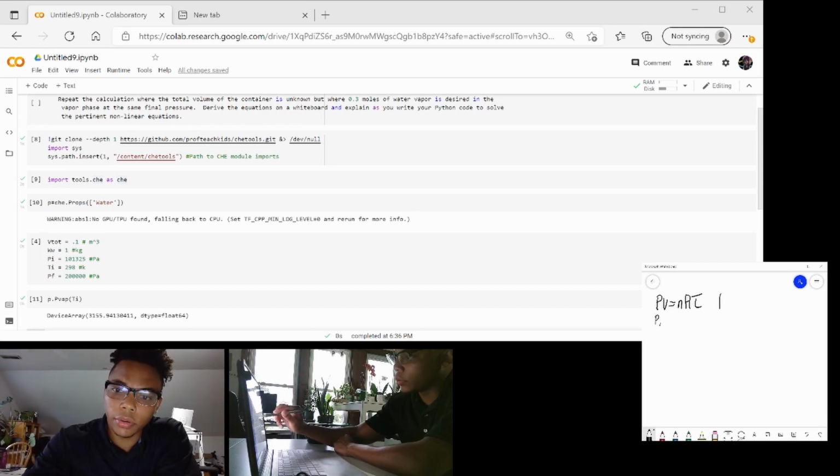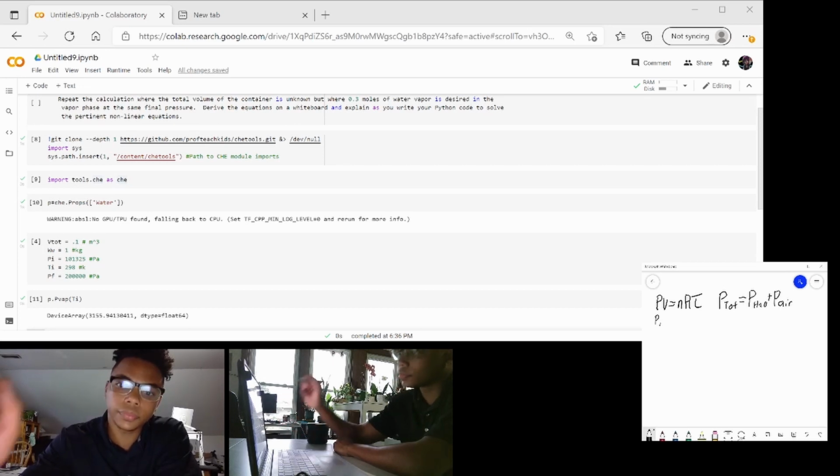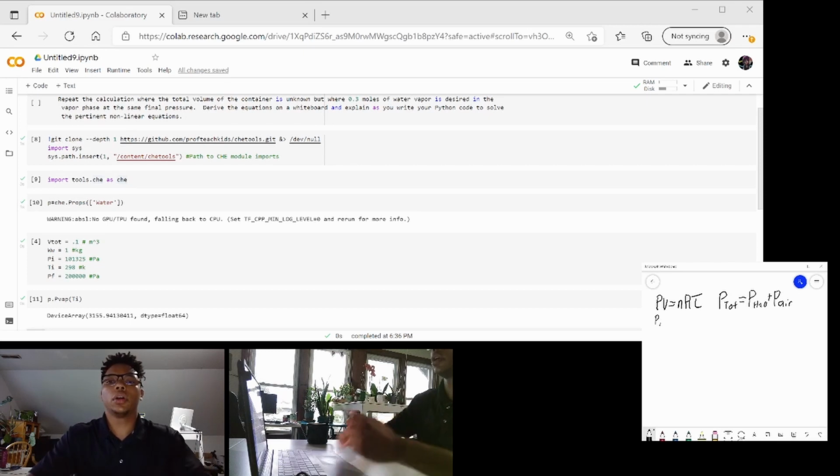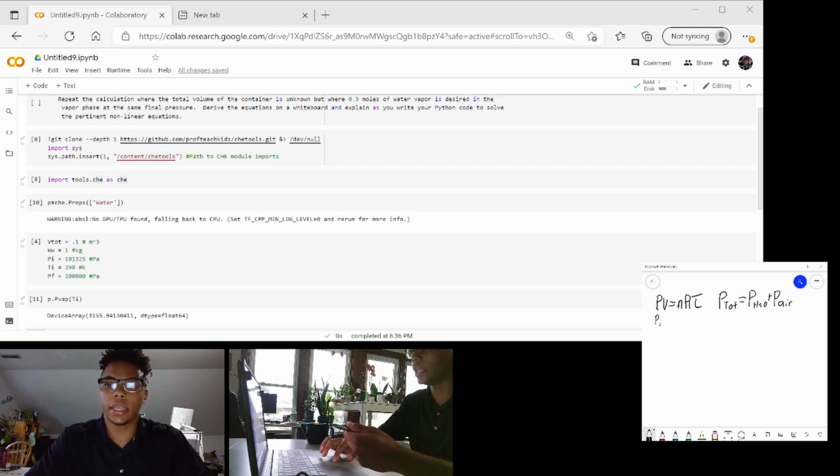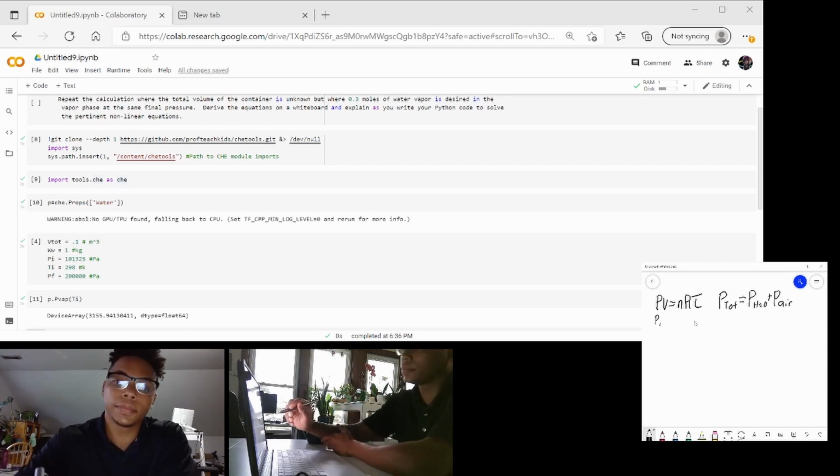Because eventually our total pressure is going to equal our pressure of H2O plus our pressure of air. Now, to find pressure, P equals nRT over V. Our problem is that when finding the pressure of air, we don't know the moles of air in our initial or our final phase. So what we're going to solve for first is our n, which is our moles of air.